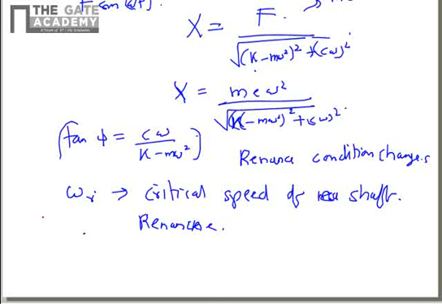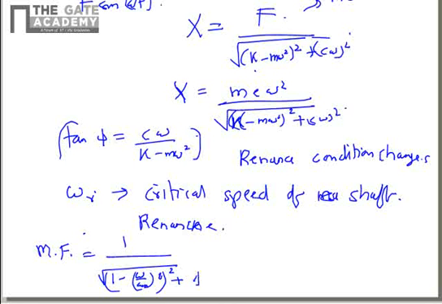Now, if you remember your earlier expression for the magnification factor, from which you determine the conditions of resonance, it was equal to 1 by the square root of (1 minus (omega by omega n) square) whole square plus 4 zeta square (omega by omega n) whole square. This expression we use to get the resonance by equating the denominator to 0.